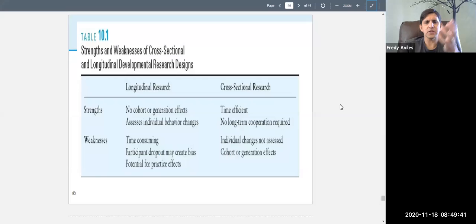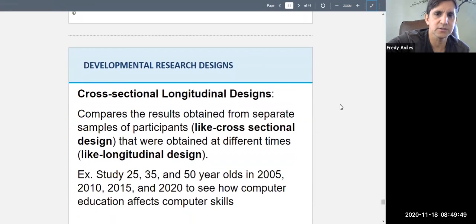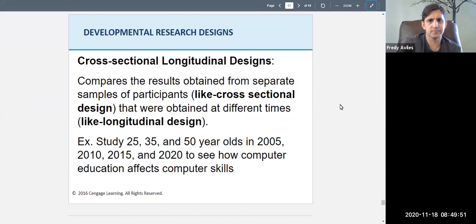Strengths and weaknesses of cross-sectional and longitudinal designs. We talked about those. I'm not going to say them again. It's just a graph to organize that information for you guys, you know, in case you're interested.